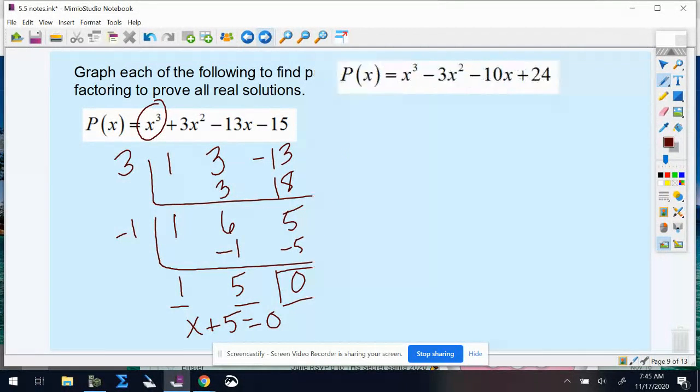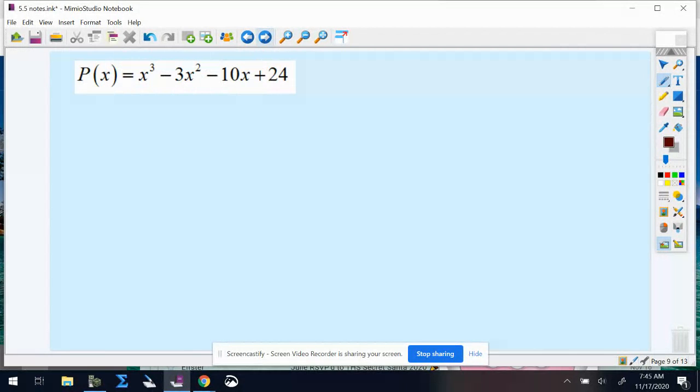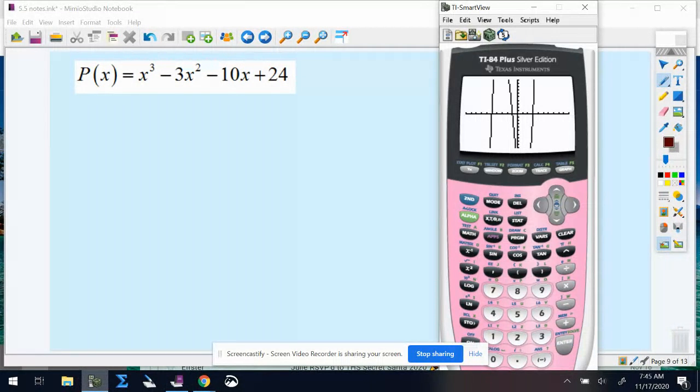Let me show you another one just so you can see how this looks. Again, I have no gimmies. What I mean by that is I have no answer that I know will work. You have to be relying on the picture. You can graph it on your calculator, you can graph it on Desmos, whatever you're comfortable with. So x to the third minus 3x squared minus 10x plus 24.